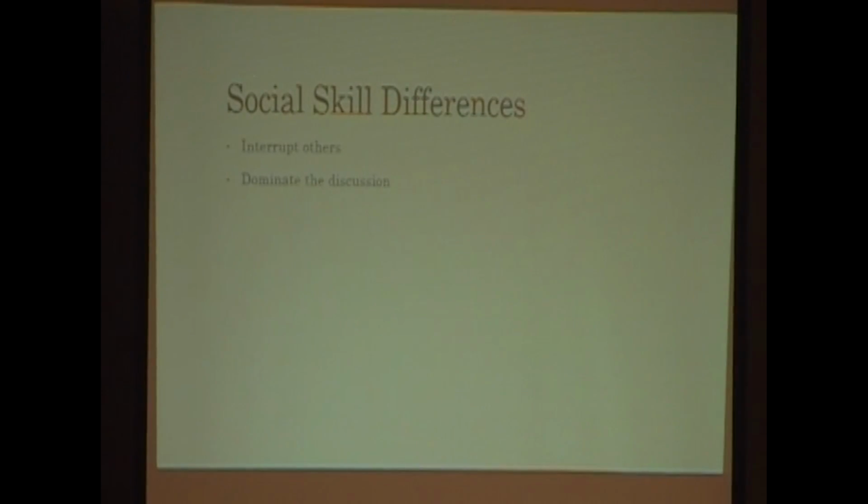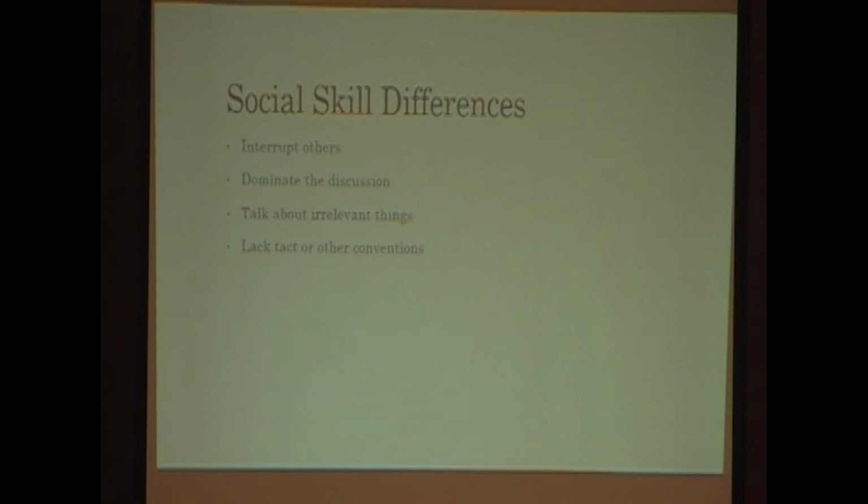So some of the social skill differences you might see are folks who interrupt others a lot. They dominate the discussion. They talk about irrelevant things, or they're talking while you're talking, and you're trying to explain something and demonstrate something, and they're talking. They're missing the fact that something else is going on. They're not trying to be rude, but they lack tact or other social conventions, and do things that are very inappropriate, which they believe to be appropriate.